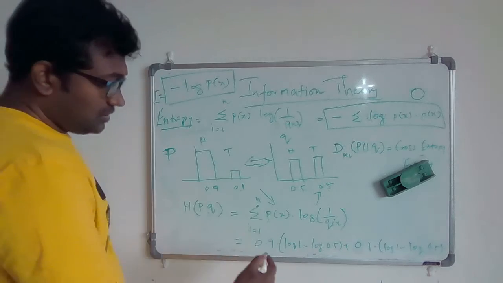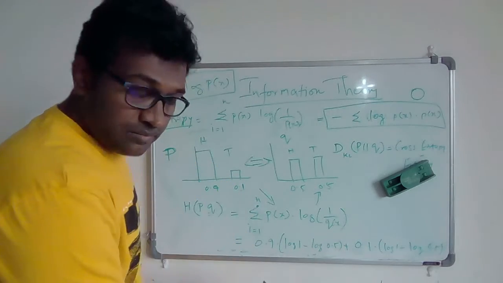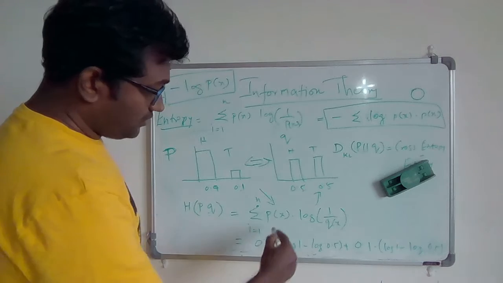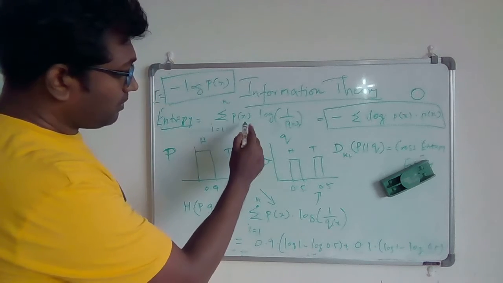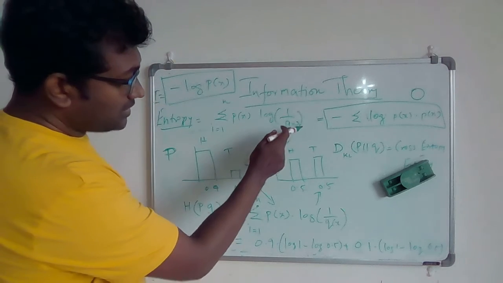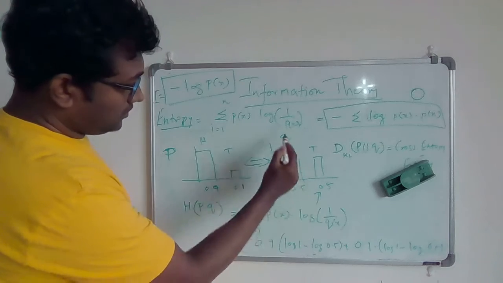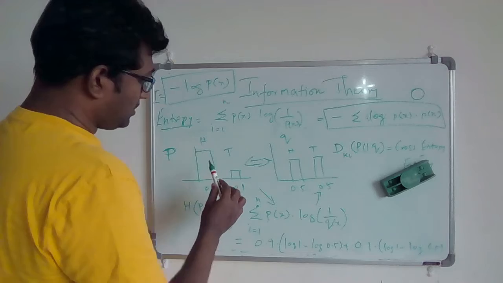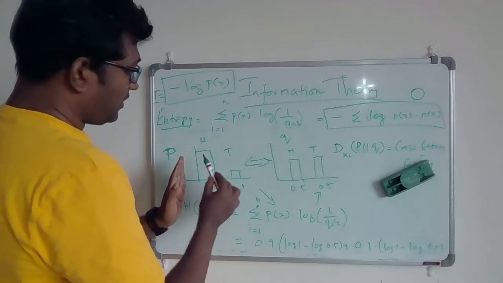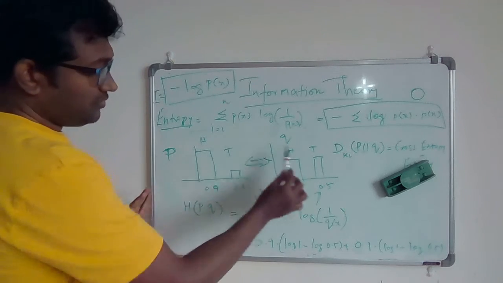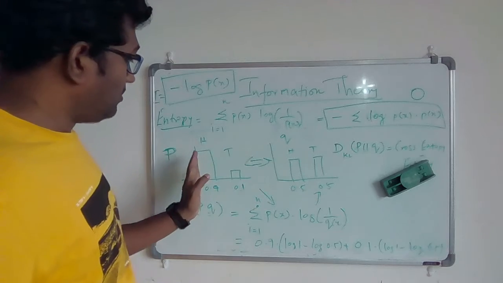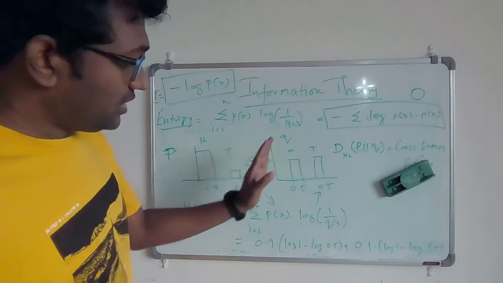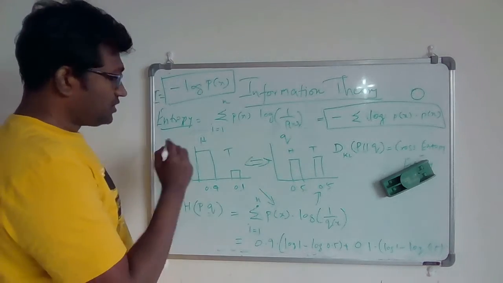So when you try to do this, you will end up having a formula which is very similar to the entropy, where instead of P here you just use Q. That's the only difference between the entropy and cross entropy. Because you're trying to find the cross between these two, and trying to find the difference between these two. So the true distribution and the predicted distribution. This is the true distribution. This is the predicted distribution.